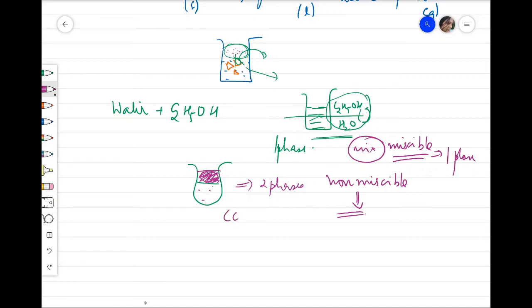Another example, carbon tetrachloride and water. This is an organic solvent, and this is an aqueous solvent, an aqueous medium, and you will see that the two do not mix. So this is what we mean.